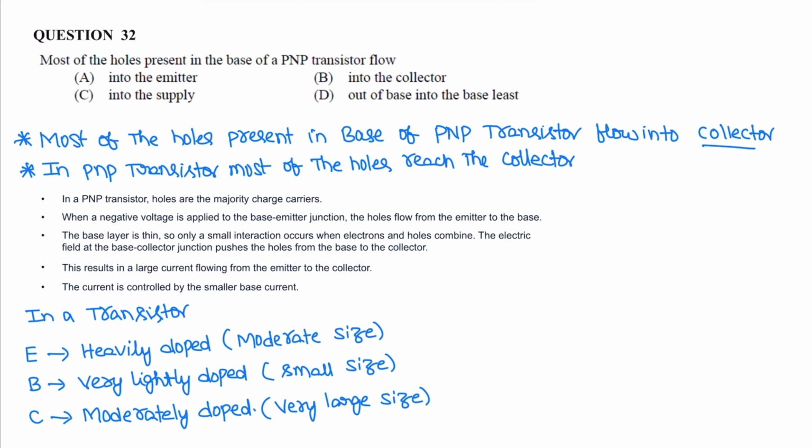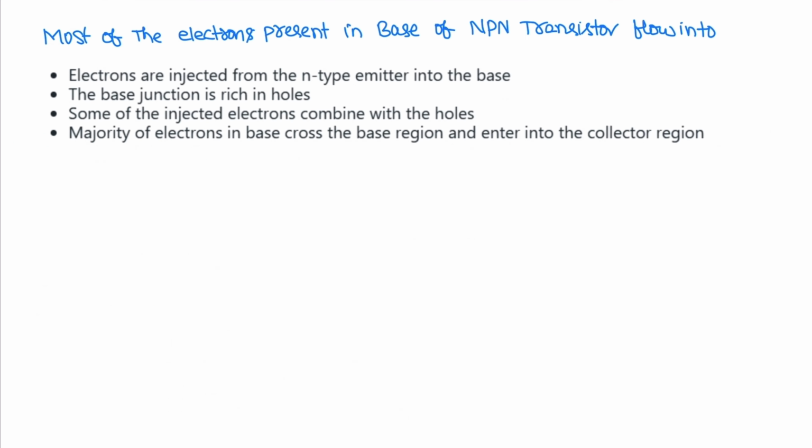When a negative voltage is applied to the base-emitter junction, holes flow from emitter to base. The base is a thin region, so only a small interaction occurs in which electrons and holes can recombine. The electric field in the base-collector junction pushes the holes from base to collector. This results in a large current flowing from emitter to collector. In a PNP transistor, the majority current is due to hole current, and it is controlled by a small base current.